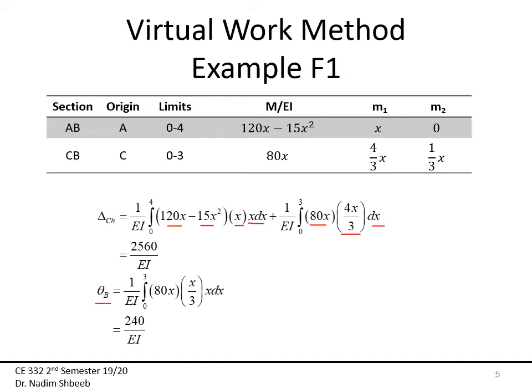And theta B is just the integration. Since this is 0, there is no influence of part AB, so we're only going to carry out the integration for the part CB, and I'm getting 240. So I got two positive values, which means the direction that I chose for the sense was correct, meaning the horizontal deflection is going to be that way, and also meaning that theta B is going to be clockwise.